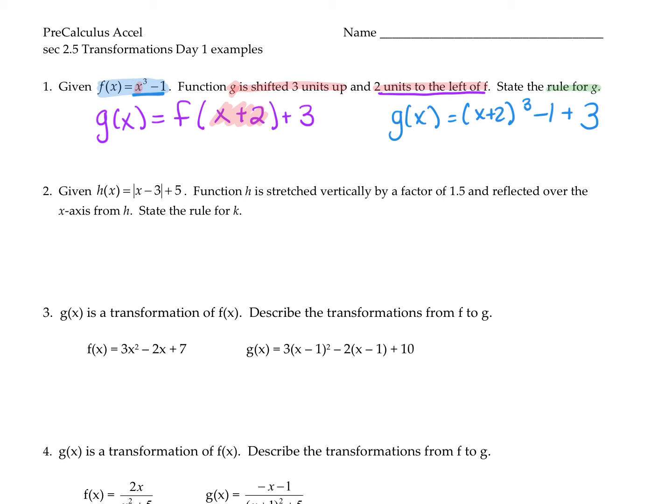Now if I were going to simplify this, g of x would equal x plus 2 cubed plus 2. And we can leave it like this. We don't need to simplify it anymore.